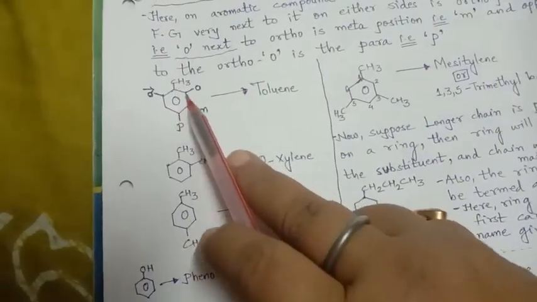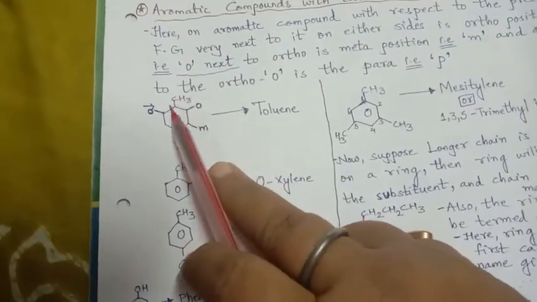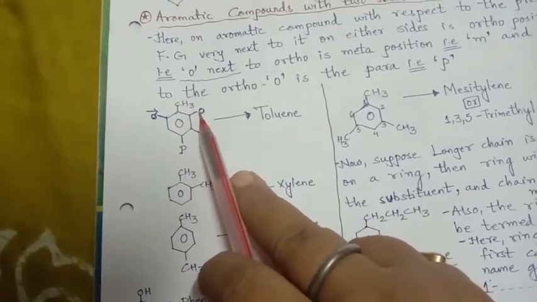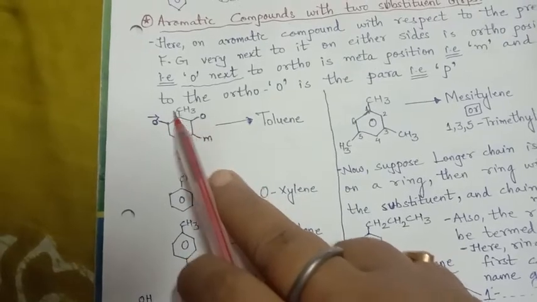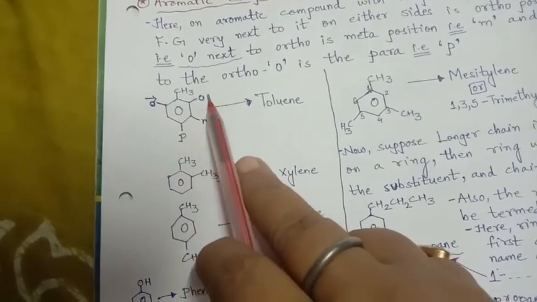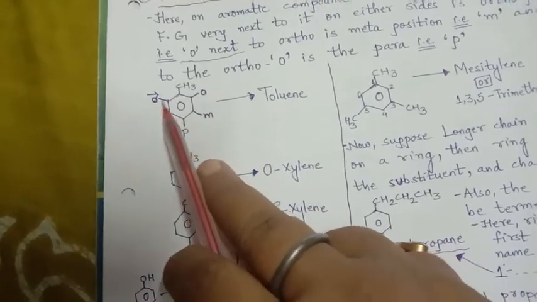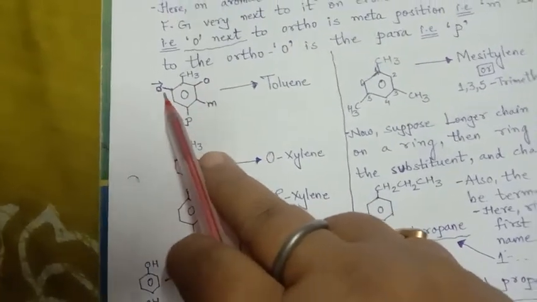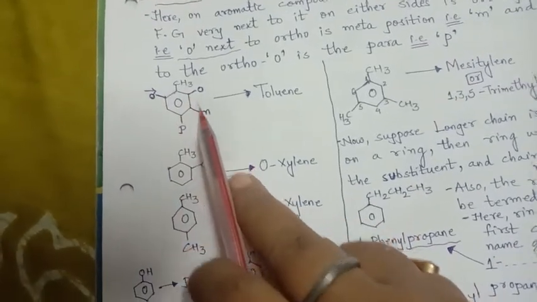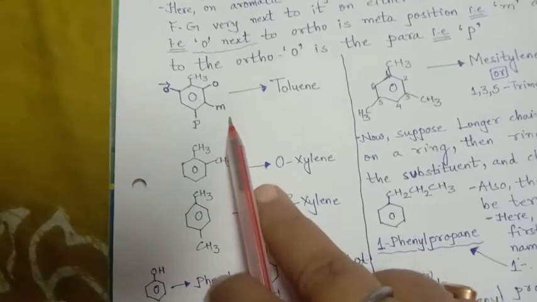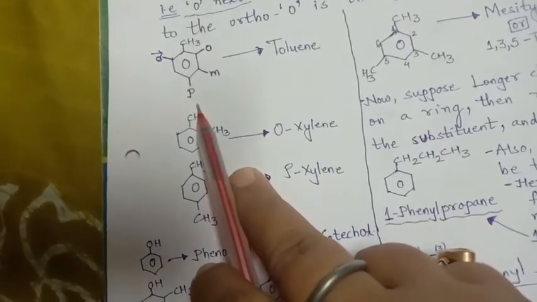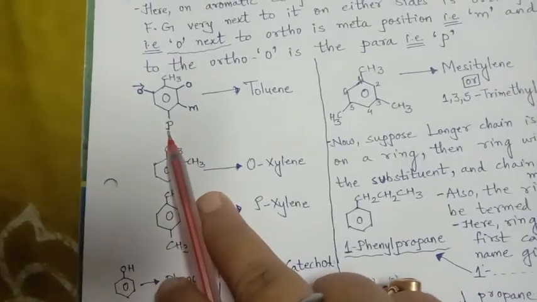See here, this is the benzene ring. The functional group present here is CH3, a methyl alkyl group. Next to it on either side, the functional group present is CH3. On either side, this position and this position are considered ortho, right? And next to the ortho is the meta position, and next to the meta is the para position. Ortho, meta and para position.